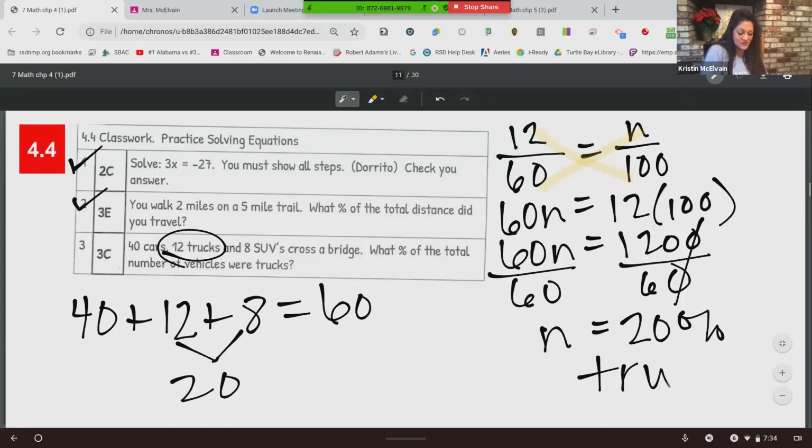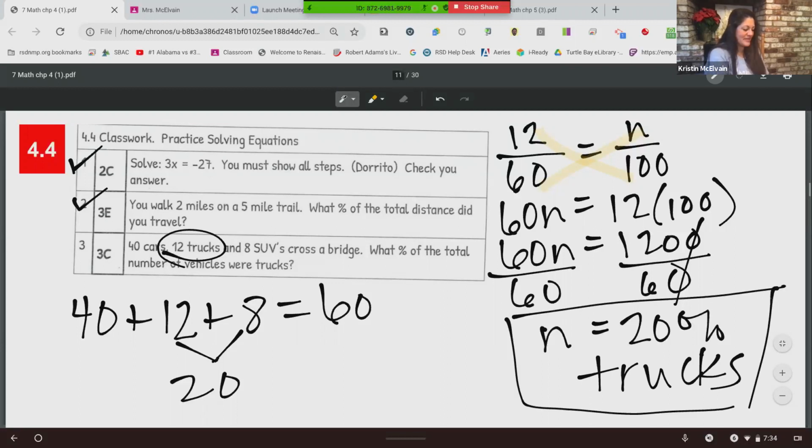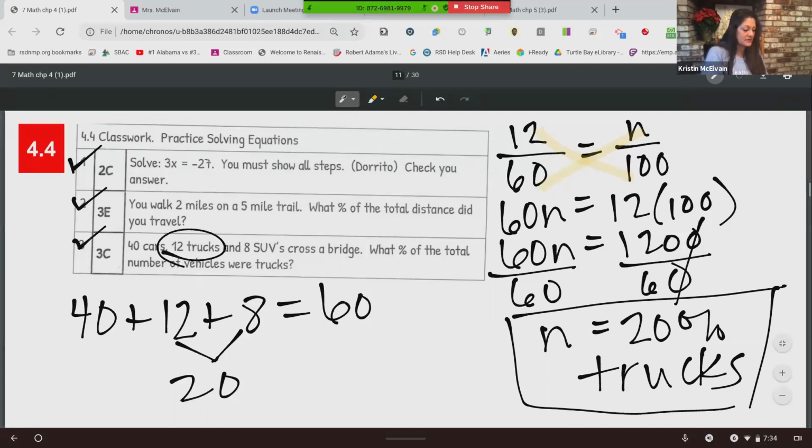20% trucks. There we go. All right, it's all set with number 3. Okay, so let's go on to the classwork.